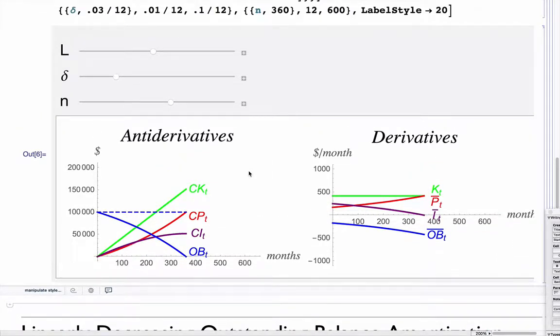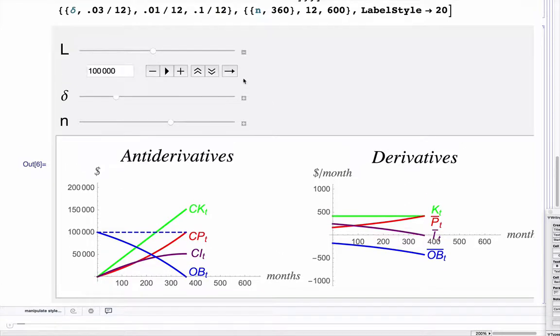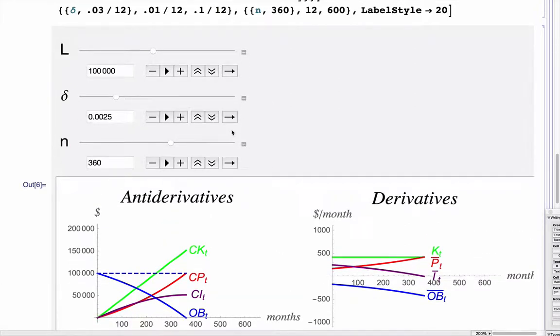electronic versions of the graphs that I drew in the last video for different values of L, delta, and n. So I've got a loan of 100,000, a monthly force of interest of 0.0025. I got that 0.0025 by taking 3% and dividing it by 12. So the 3% is kind of like a nominal, annual force of interest. If I divide that by 12, I get an actual force of interest that's monthly, of 1/4 of 1%. I got n, the number of months, to be 360 here, which is the same as 30 years, typical for a payback on a loan for a house, a mortgage.